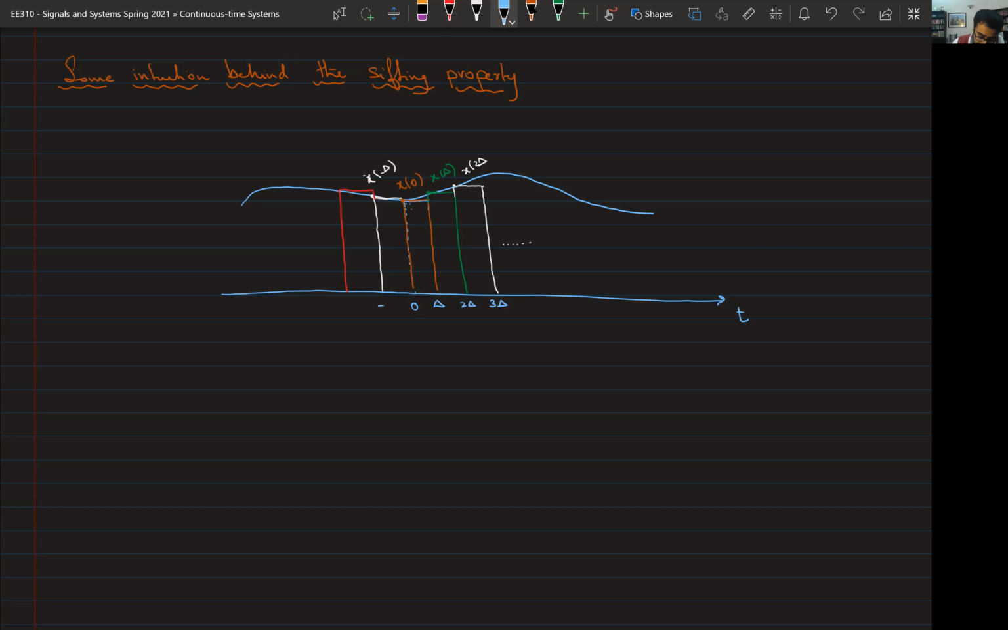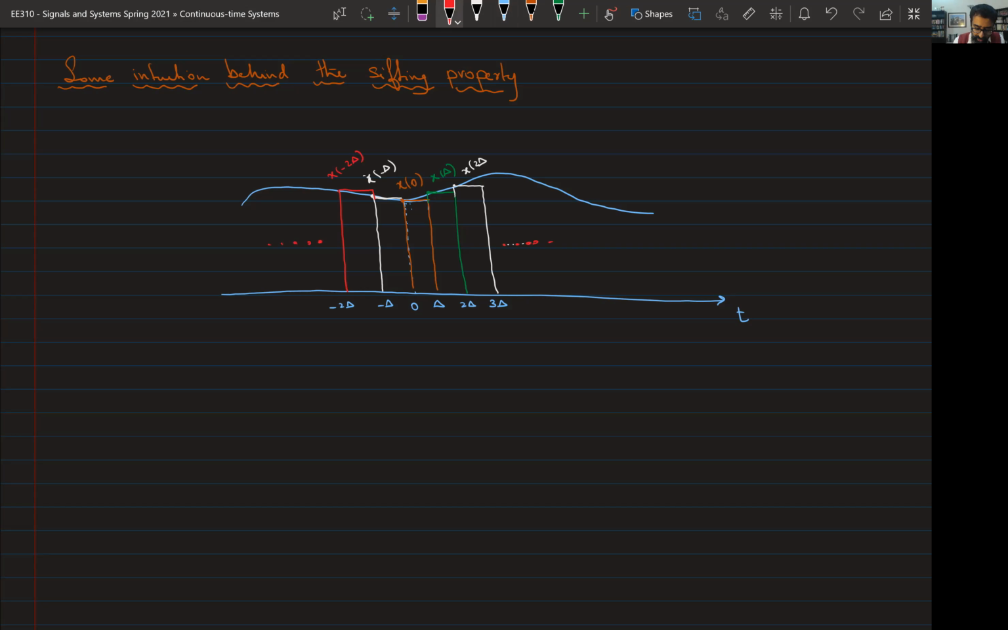And the height here is x of minus 2 delta. And this goes on. Right, so the approximation that I've come up with is like the staircase approximation. Now if I were to write the staircase approximation mathematically, how would I do that?